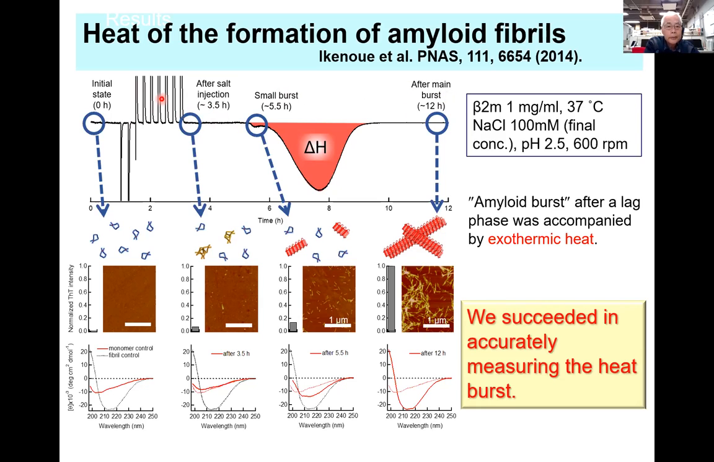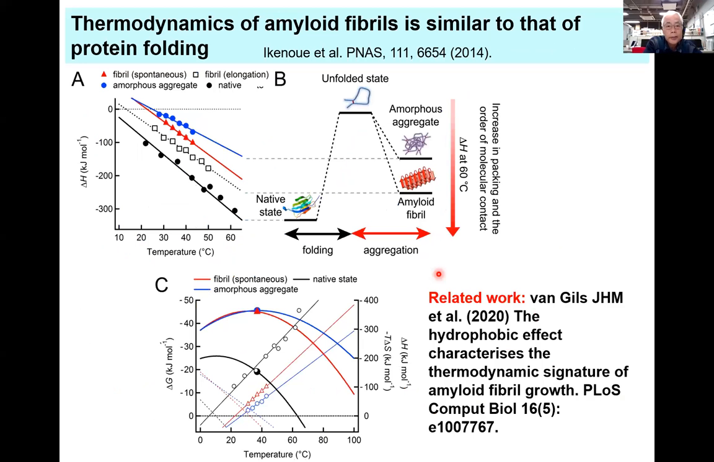After several additions of the salt, we incubate. After a period, we see a strong heat burst, like an echocardiogram, as just shown. From this kind of result, we confirmed the heat is the enthalpy of the phase transition, and we succeeded in accurately measuring the heat burst. We performed these experiments carefully, and we can characterize the enthalpy of amyloid formation, indicated by red marks. The point is that it is comparable with that of native protein folding.